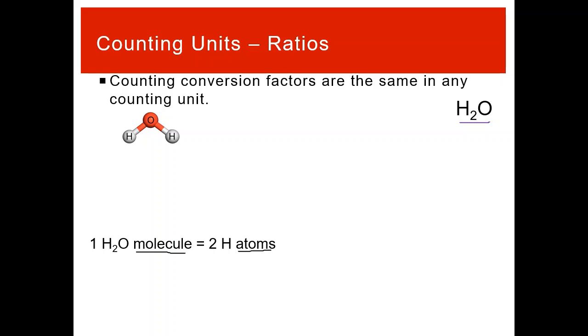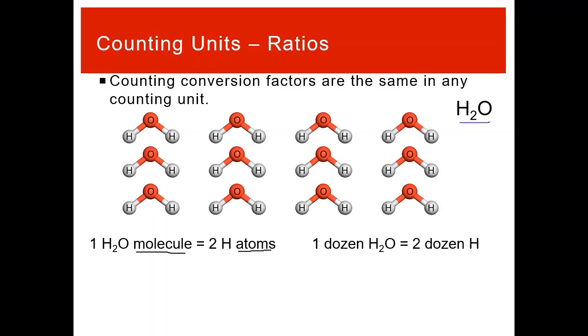1 molecule, 2 atoms. If I instead turn that into a counting unit, I still can see the numbers stay the same. It's still 1 to 2, but now it is a dozen water molecules and 2 dozen hydrogen atoms. But importantly, 1, 2, 1, 2. Okay, so those stay consistent. This is true for any counting unit that I potentially have.